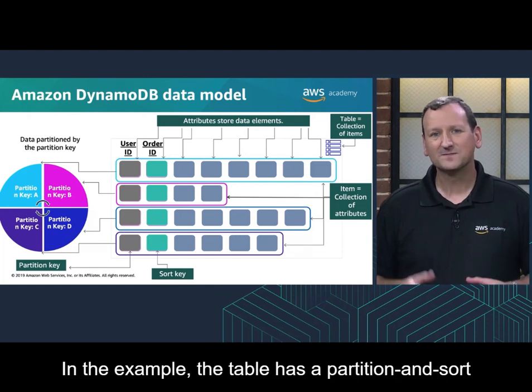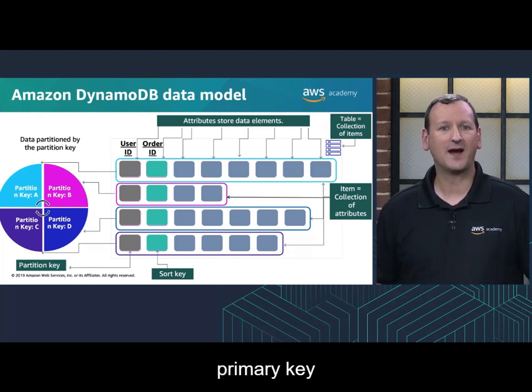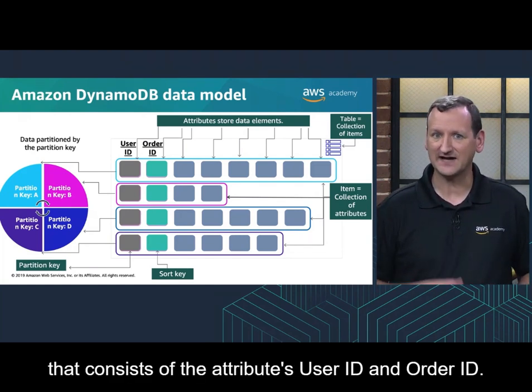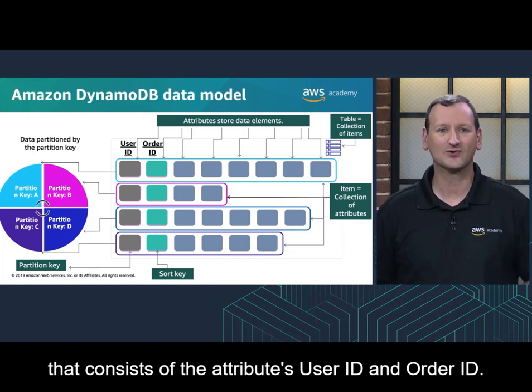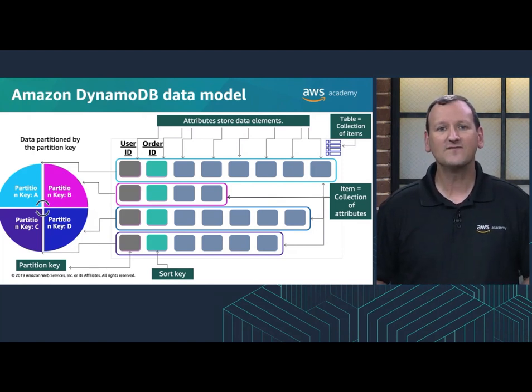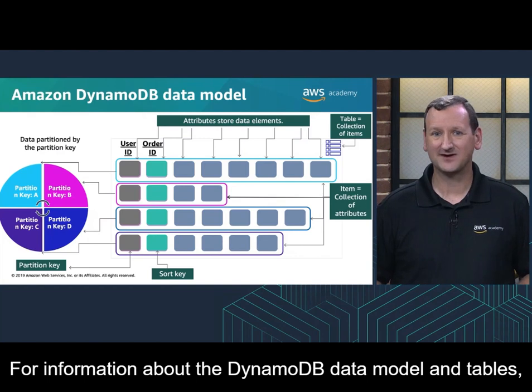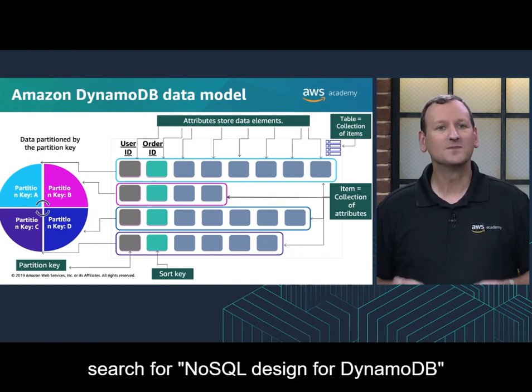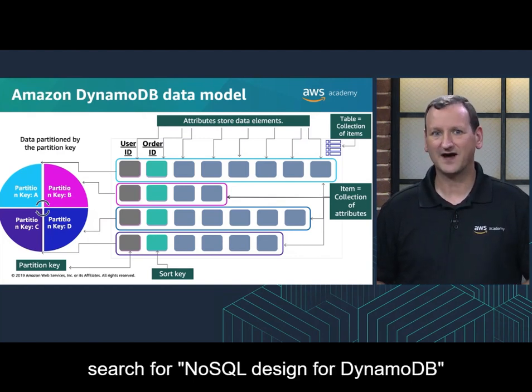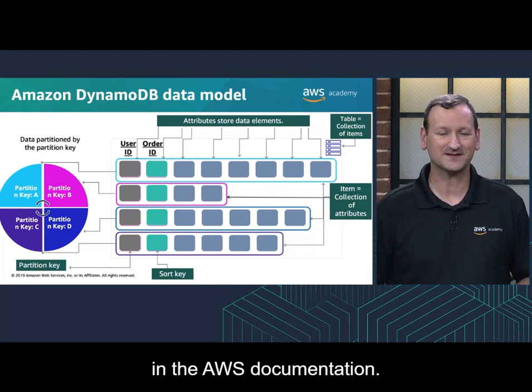In the example, the table has a partition and sort primary key that consists of the attributes user ID and order ID. For information about the DynamoDB data model and tables, search for NoSQL design for DynamoDB in the AWS documentation.